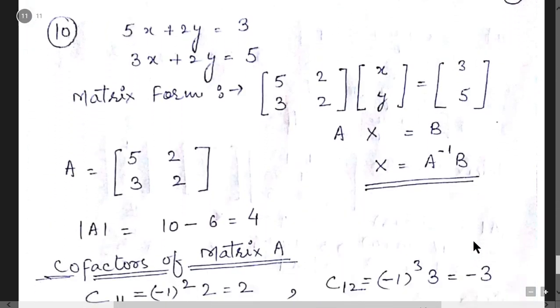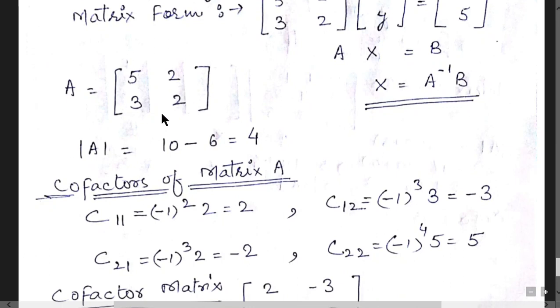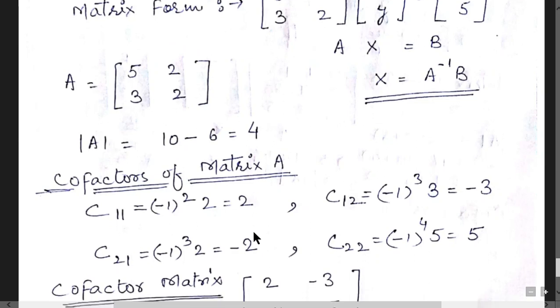Question number 10 is again a similar one. I think you can calculate. First is the conversion into matrix form. Then check whether it is consistent or not. This value is not equal to 0. It means we can proceed further.